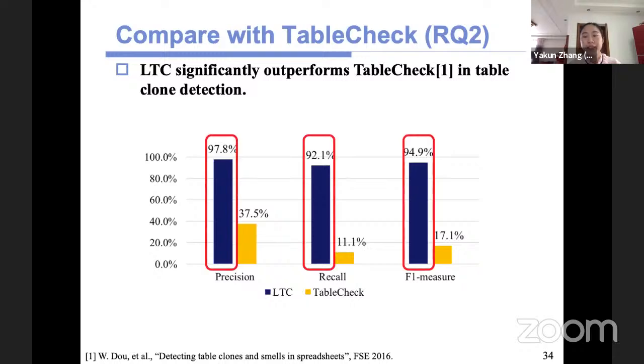Through the figure, we can see that LTC significantly outperforms TableCheck in table clone detection. This is partly because TableCheck can only detect table clones with the same headers, such as type 1 and type 2 clones, but cannot detect type 3 and type 4 clones. Note that we don't compare our approach with data clone, since this is totally different from table clone.